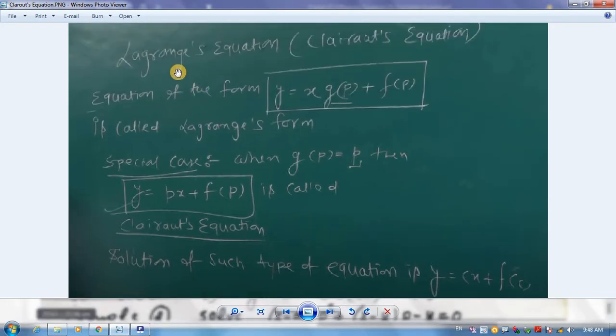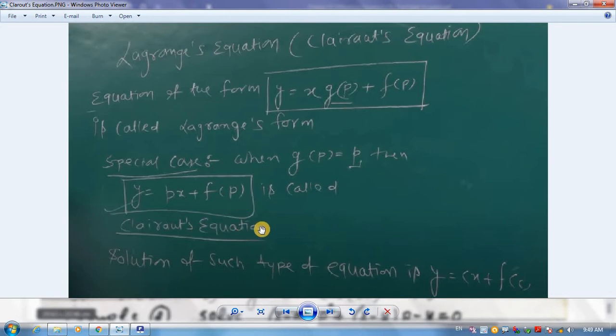Further, Lagrange's equation of the form y is equal to x g of p plus f of p is called Lagrange's form. The special case is when g of p is equal to p, then this equation becomes y is equal to px plus f of p, and this equation is called Clairaut's equation. The solution of such type of equation is y is equal to cx plus f of c. That is, if we replace p by c, we get the general solution of Clairaut's equation.